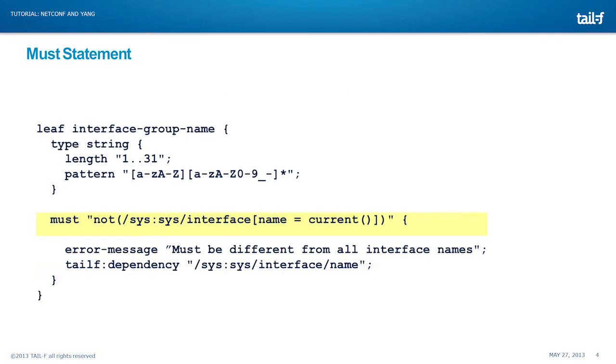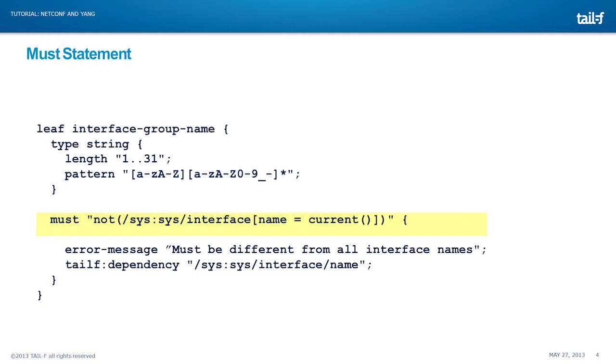Here we have another example of a must statement usage. Here on our interface group name, we have a constraint that this interface group name must be different than the names of our interfaces. Elsewhere in our data model, we have an interface table with a list of names of all the interfaces in the system.